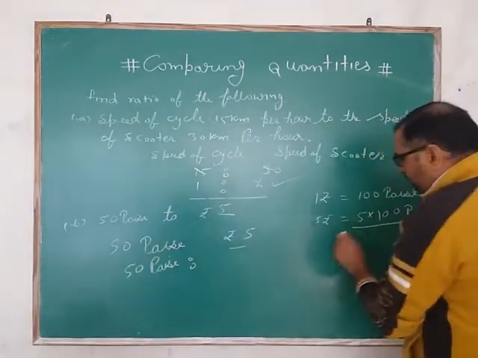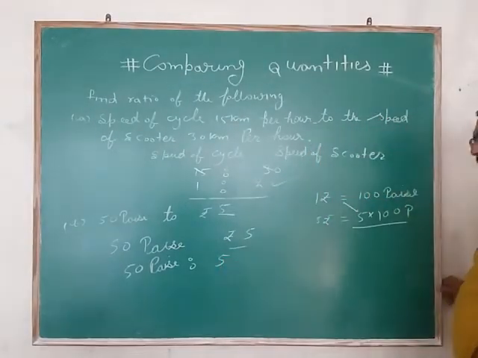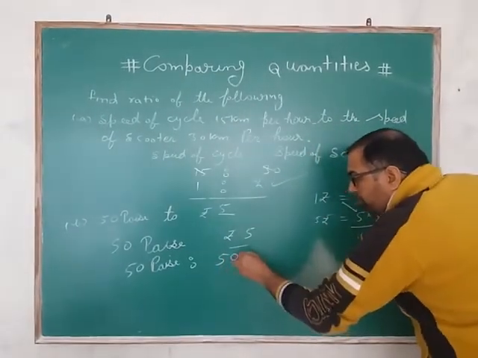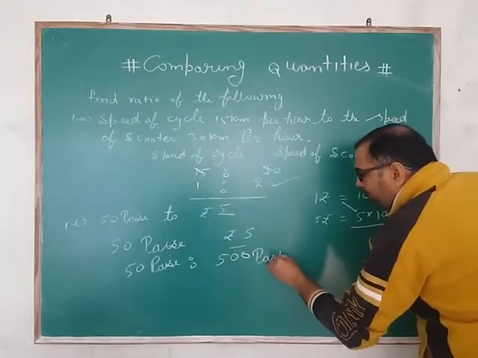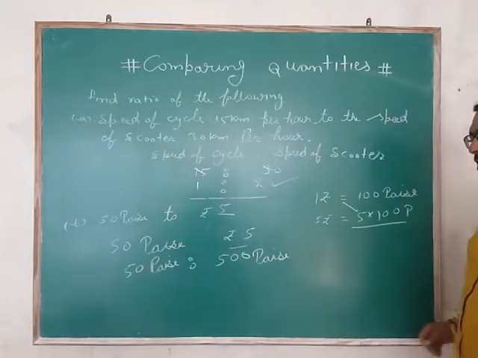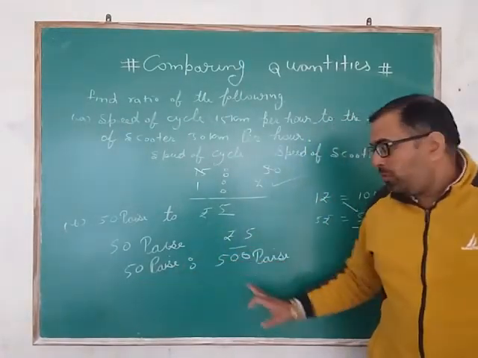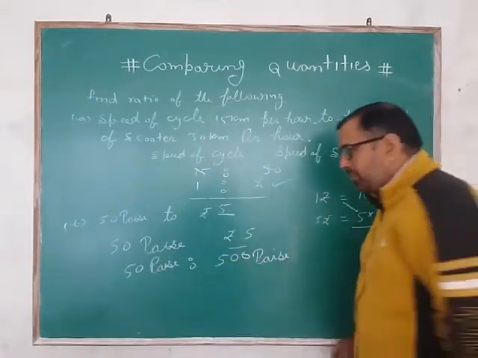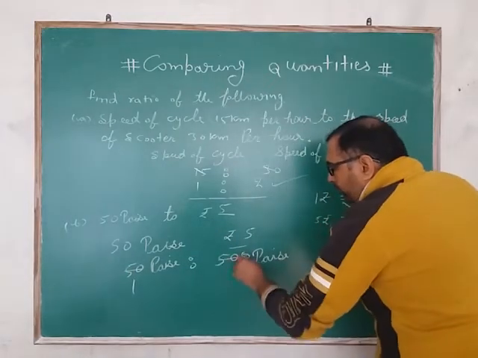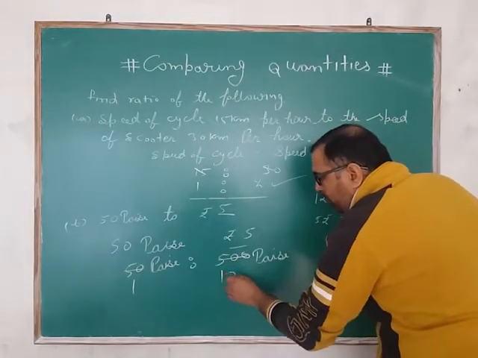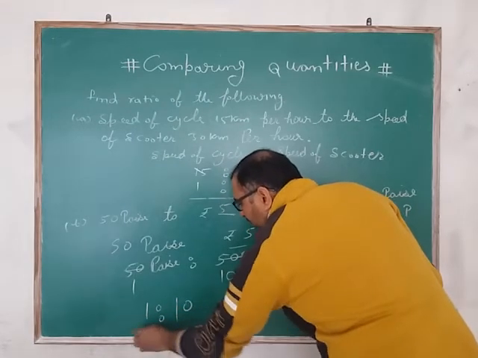5 rupees is 500 paisa. Now we can find the exact ratio of these two sums: 50 1s are 50, 50 10s are 500. So the exact ratio is 1:10.